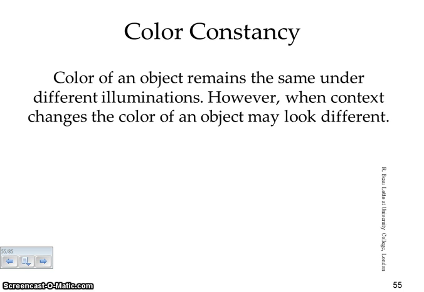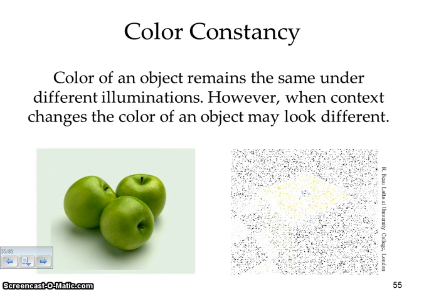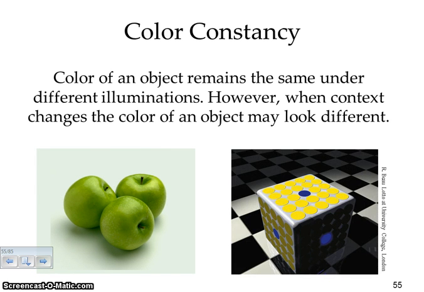Color constancy: the color of an object remains the same under different illuminations. However, when context changes, the color of an object may also look different. If the background changes, here are some pretty apples, let's keep changing the background, and then there are certain apples that you would want to eat just based on the coloring.